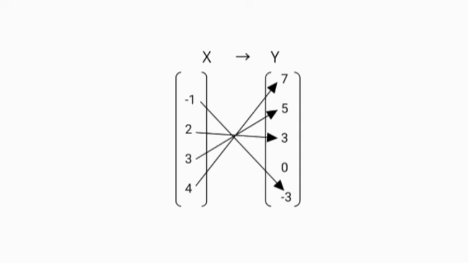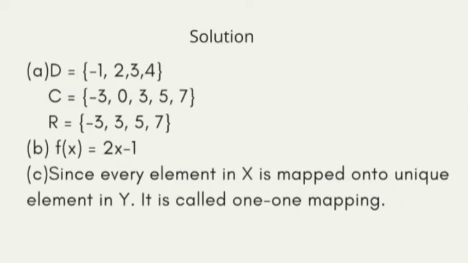So since every element of x is mapped to a unique element in y, therefore it is called one-to-one mapping. Now it is not onto mapping because the codomain in this case is not equal to the range.